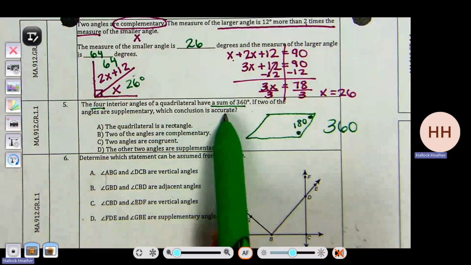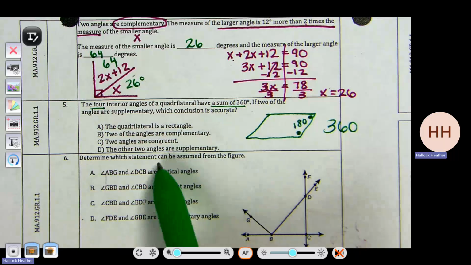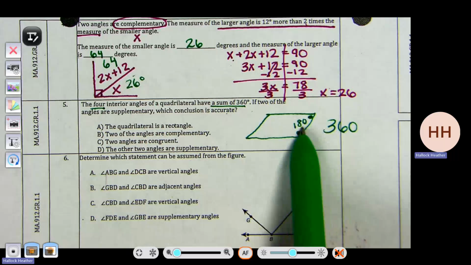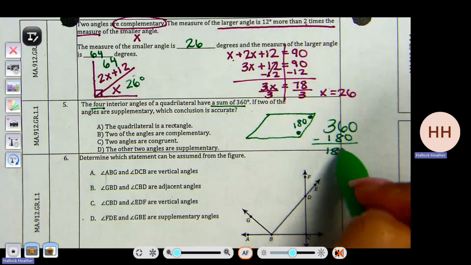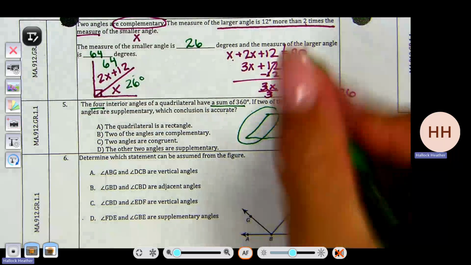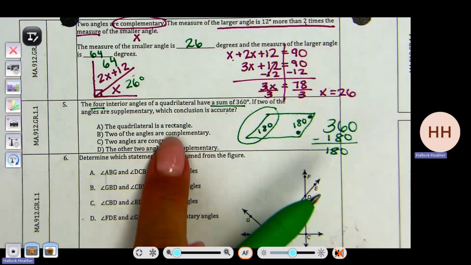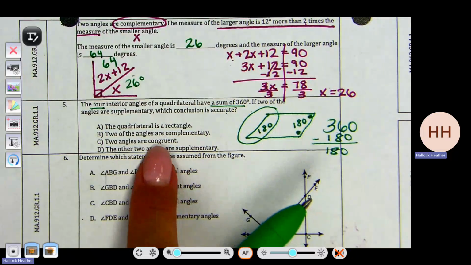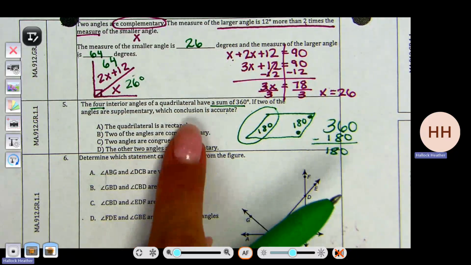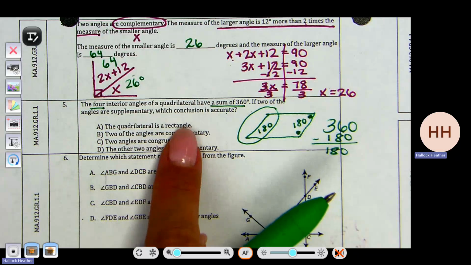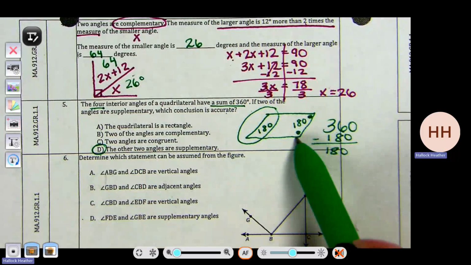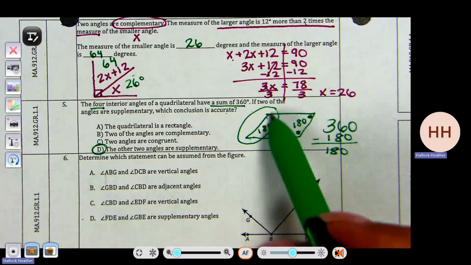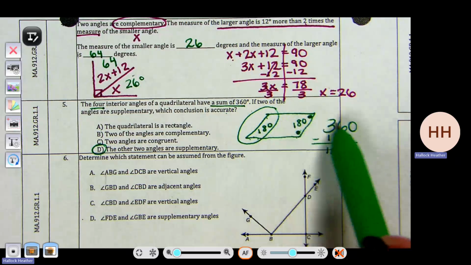It wants to know what conclusion is accurate. It wants to know if it's a rectangle, if it's complementary, congruent, or if it's supplementary. So if I take 180 away from 360, I still have 180 left over, meaning the other 2 angles still have to make a total of 180. That is not complementary. They don't have to be congruent. It could be 80 and 100. It could be a rectangle, but it doesn't have to be. The only other thing I definitely know is the other side would have to also be 180 because there are 4 angles. 2 of them make 180. This side also has to add to make 180 because 180 plus 180 is 360.